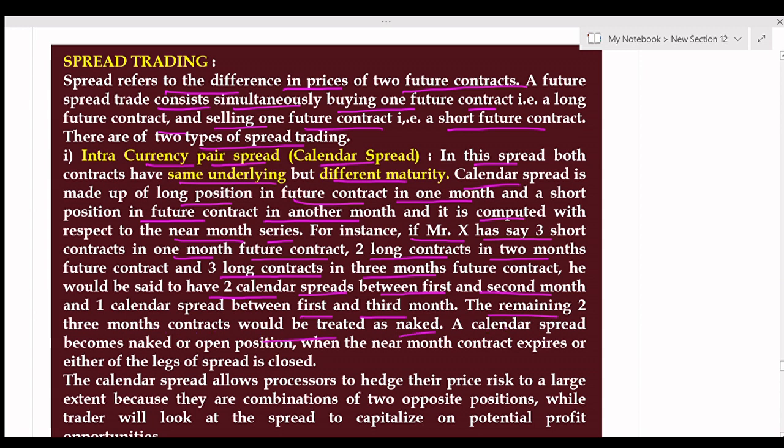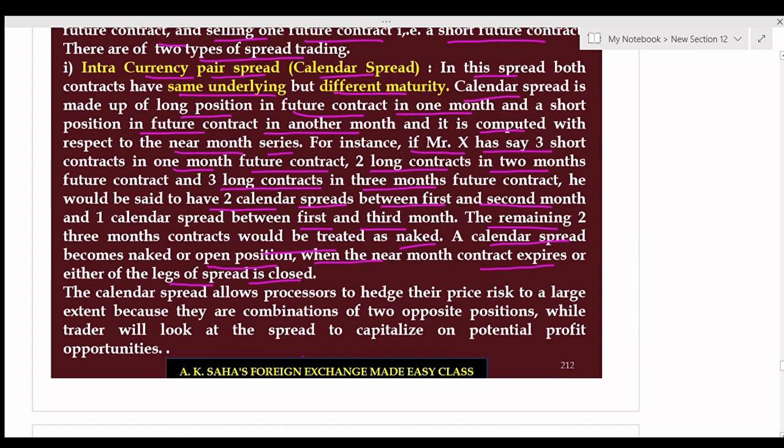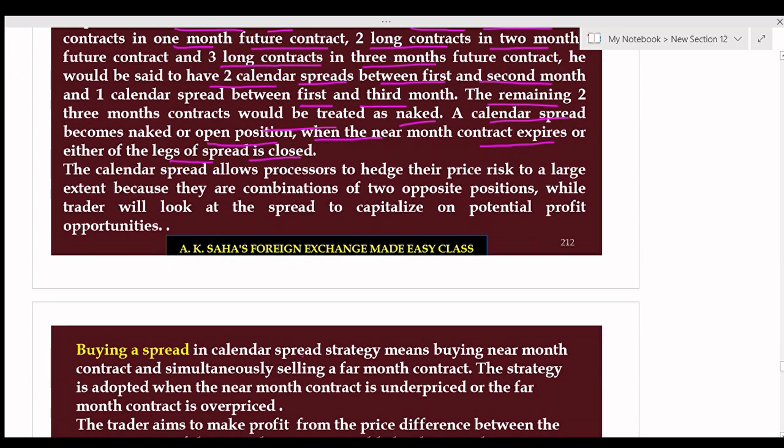A calendar spread becomes a naked or open position when the near month contract expires or either of the legs of the spread is closed. The calendar spread allows the producer to hedge their price risks to a large extent because it is a combination of two opposite positions, while a trader will look at the spread to capitalize on potential profit opportunities.